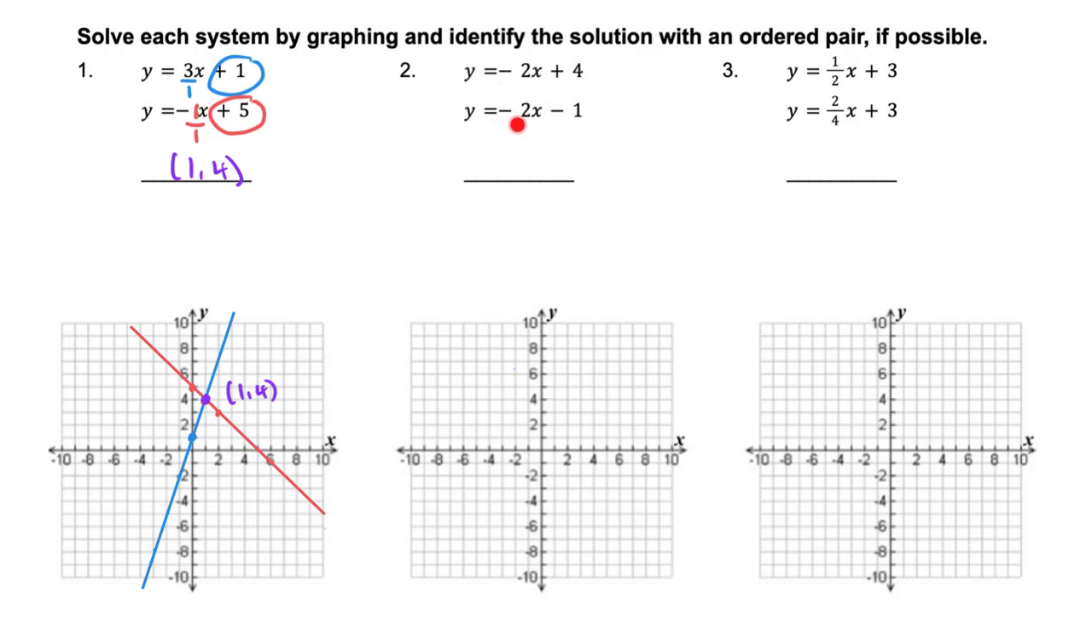Now let's graph the next two lines. Pause here to graph them on your own. To graph this top line, we started at 4, down 2 over 1, down 2 right 1. To graph the bottom one, we started at negative 1 on the y-axis, and then again down 2 right 1, down 2 right 1. And when we connect these, what do you notice about these graphs? There are no points of intersection, so we would say there are no solutions to this.